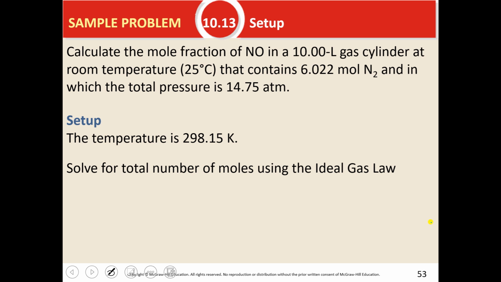So if we look at this example: calculate the mole fraction of nitrogen monoxide in a 10-liter gas cylinder at room temperature that contains 6.022 moles of N2 and in which the total pressure is 14.75 atm. So we've got two gases in here, nitrogen monoxide and N2, nitrogen gas. We know the number of moles of the nitrogen gas, and we know the total pressure on the container. We know the temperature that both the gases are under, and we know the size vessel that both the gases are in.